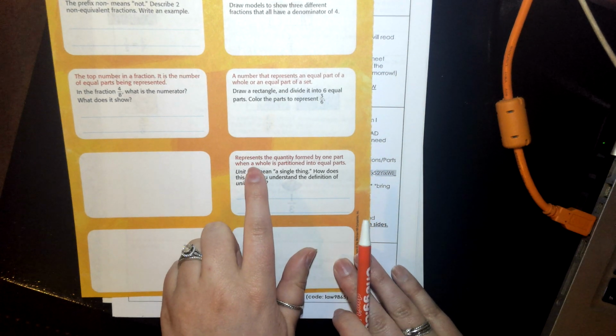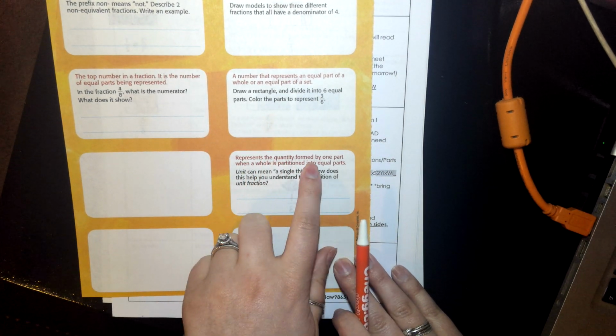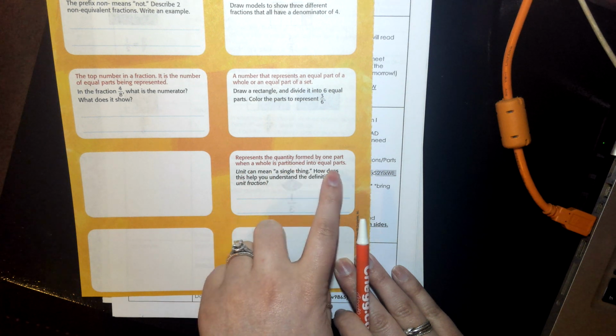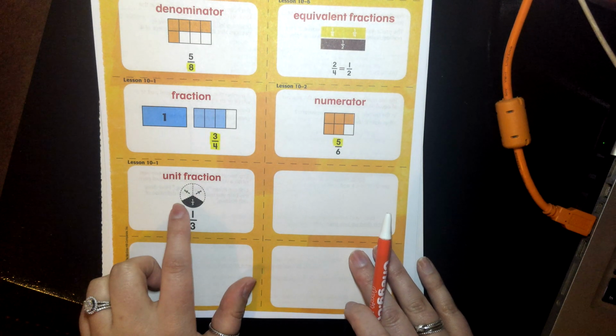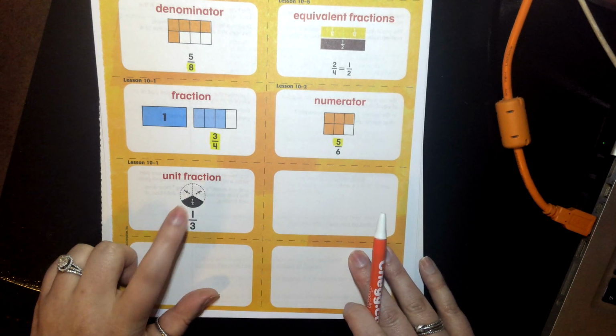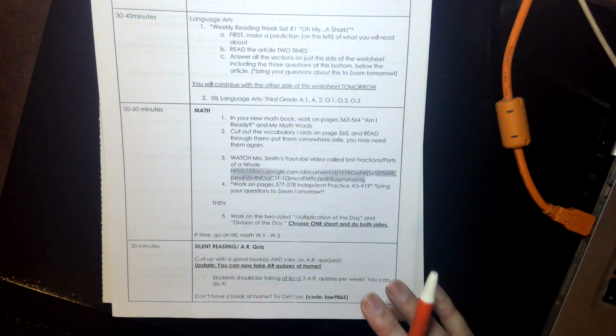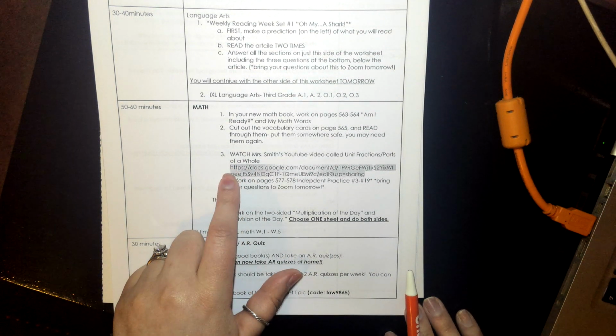On the back here, you can see that unit fractions represent the quantity formed by one part when the whole is partitioned into equal parts. So a unit fraction just represents one single thing. A unit fraction is always going to have a numerator of 1. The top number will always be 1. Okay? So those are the two things that you should have done prior to watching this video.